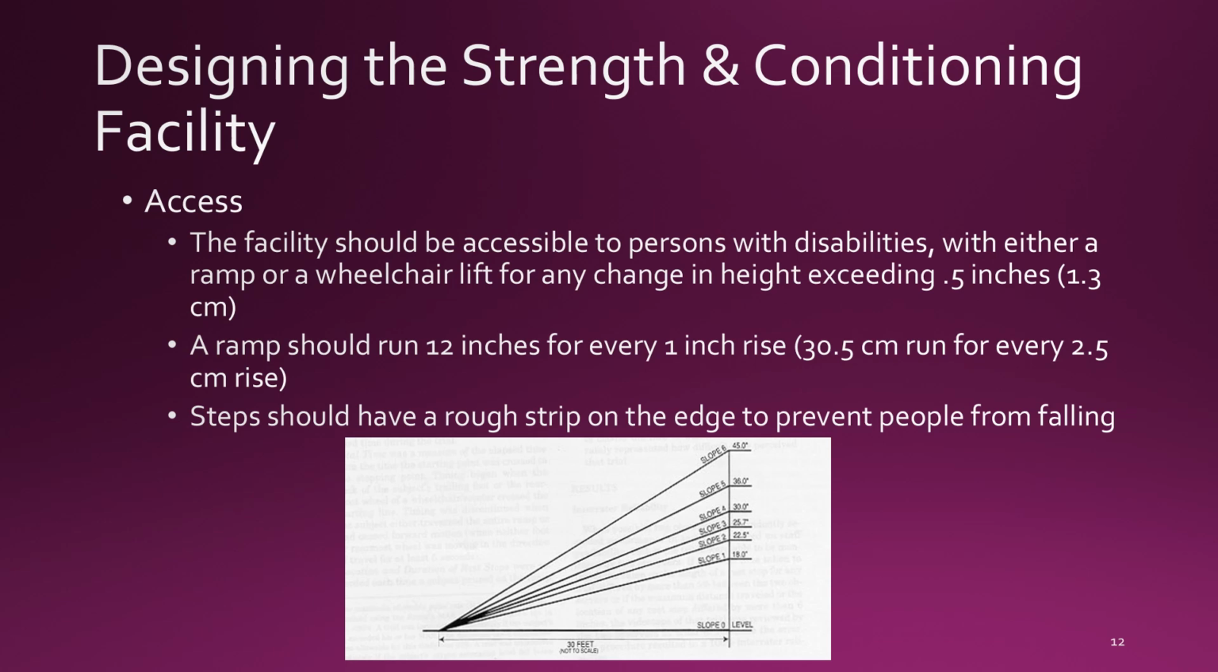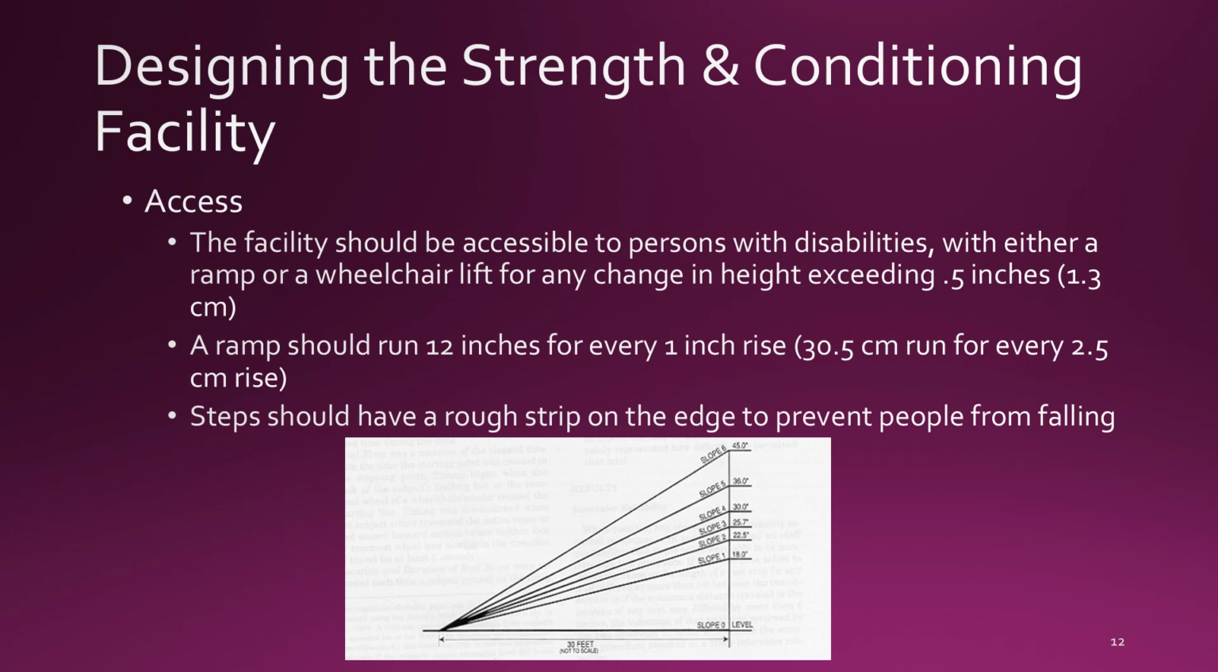Okay. In terms of access, the facility should be accessible to persons with disabilities with either a ramp or a wheelchair lift for any height change that exceeds 0.5 inches or 1.3 centimeters. Okay, so a ramp should run 12 inches for every 1 inch rise. So again, that has to do with the grade of the ramp that you'll be utilizing here. Steps should have a rough strip on the edge to prevent anyone from falling in case we have slick shoes.